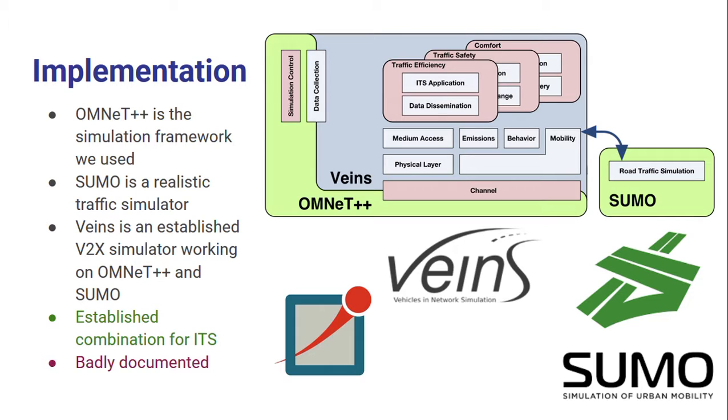So what is going on is that SUMO can have access to Veins and Veins to SUMO in order to get the data, and then Veins simulates the vehicle-to-everything communications. This combination is already established in the vehicle-to-everything sector, and we thought it would be nice to have an extra confirmation for our job. However, as we experienced, this is badly documented, and we had lots of problems with this.